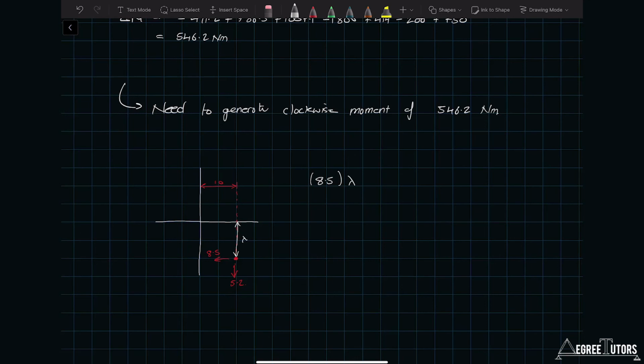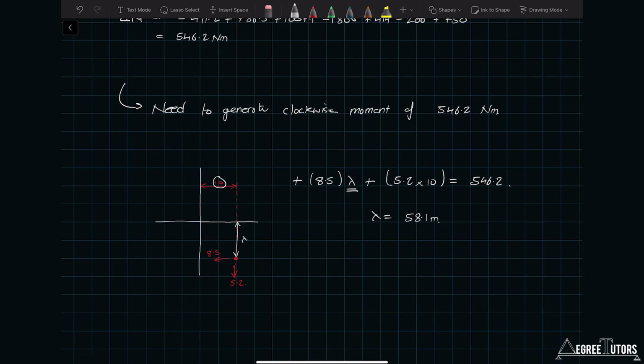That's going to be a positive moment, so that's plus. The 5.2 also generates a positive moment, so that's a plus 5.2. Now, its lever arm is the 10, so that's 5.2 times 10, and that's all got to equal 546.2. At this point, folks, it's fairly straightforward. We just have to solve for lambda. When you solve for lambda, you should get 58.1 meters.